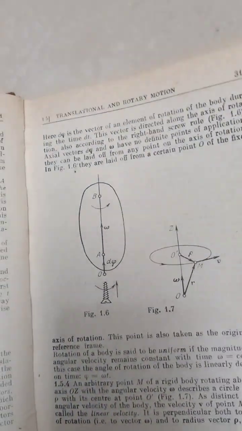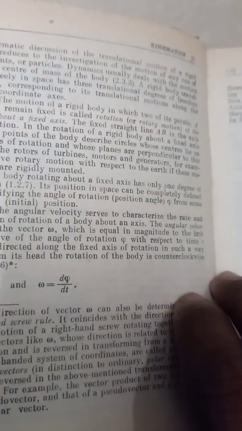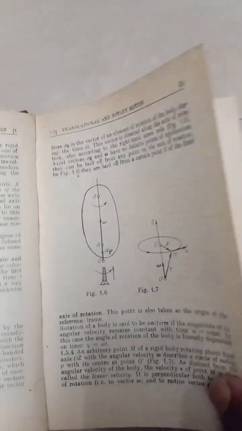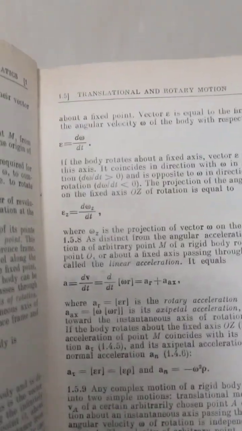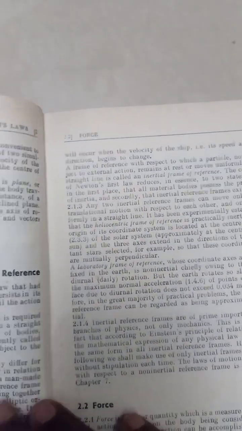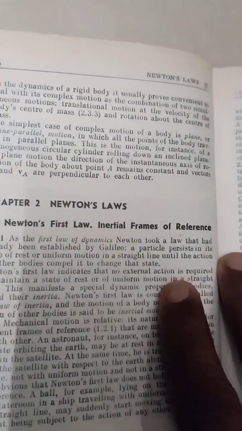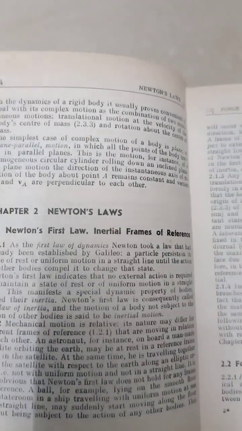And then it talks about angular velocity. You can see over here in kinematics it talks about the angular velocity. As we go moving the pages ahead, we have come to Newton's laws: Newton's first law, inertial frame of reference, force. So you find force is discussed over here, mass and the momentum.